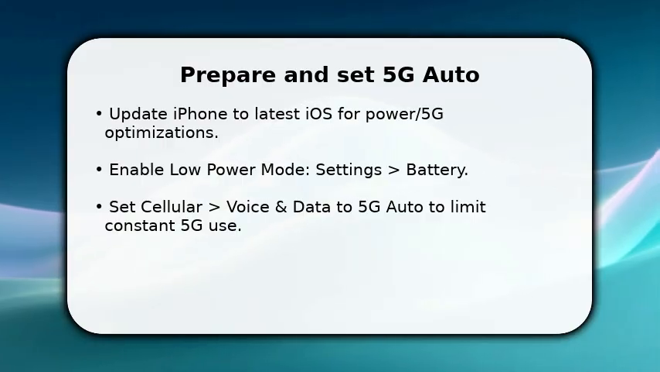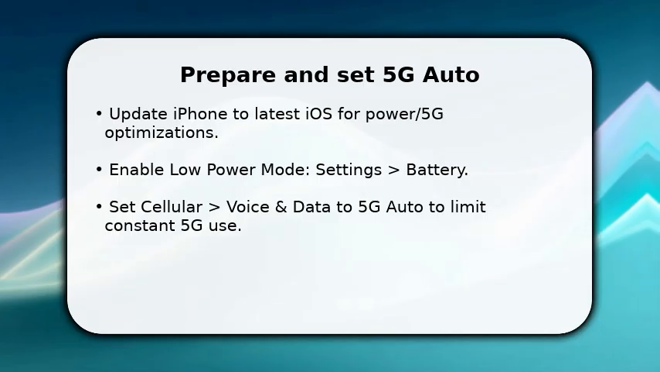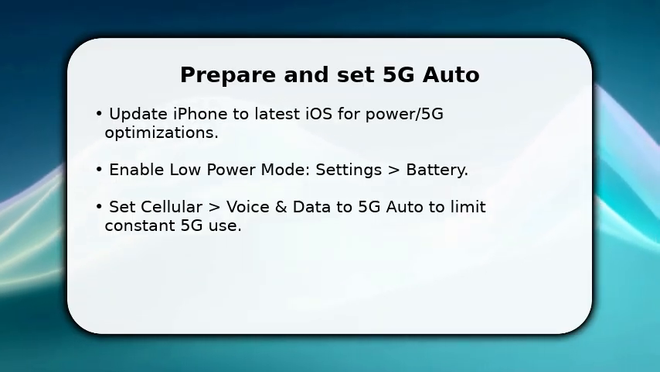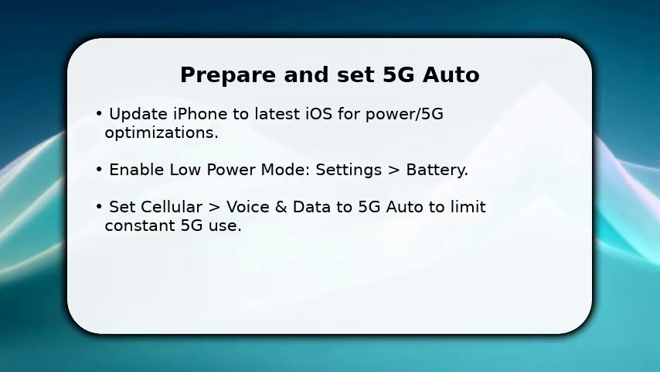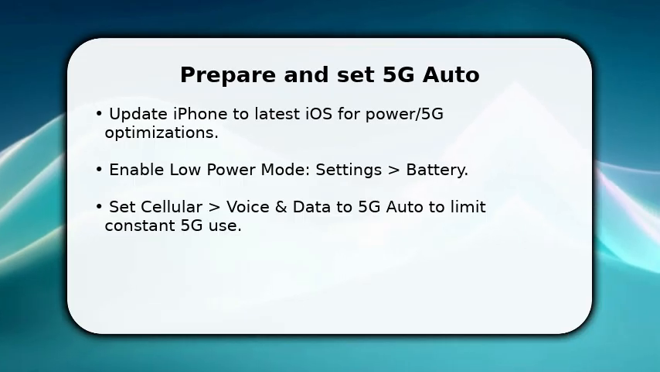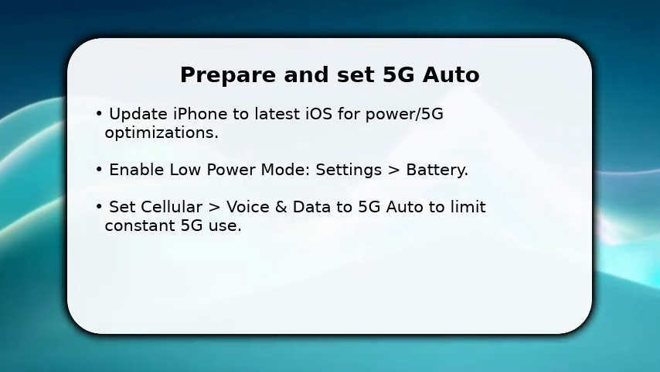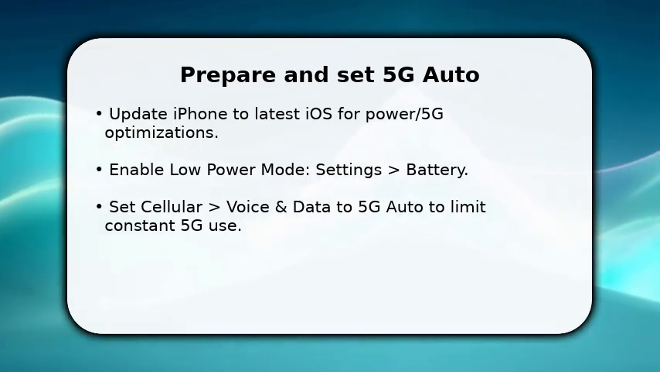You start by making sure software is current and power features are active. Once done, turn on low power mode in Settings Battery so background tasks reduce. Next, go to Settings Cellular Voice and Data and choose 5G Auto. This lets your iPhone use 5G only when it improves performance and fall back to LTE to save energy. Make sure cellular data is enabled for the needed SIM and you're ready to tune deeper settings.